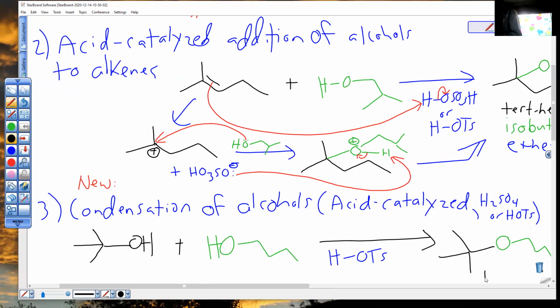And the water has this color pattern for this specific example. The OH came from the tert-butanol, and the H came from the 1-butanol. So all of the atoms over here are accounted for over here. Two molecules make a bigger molecule while losing water, condensation.